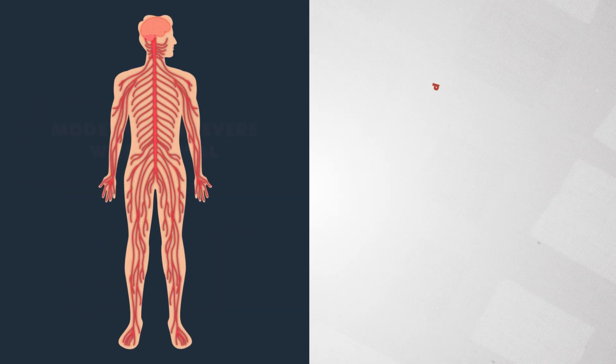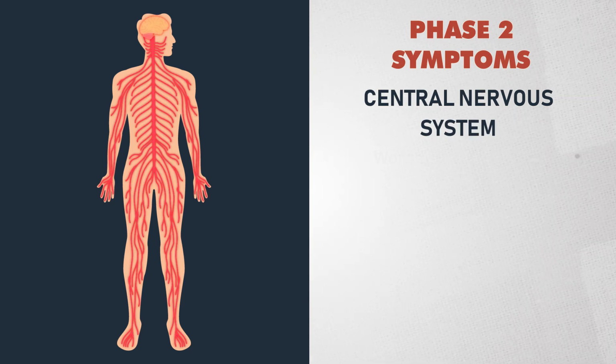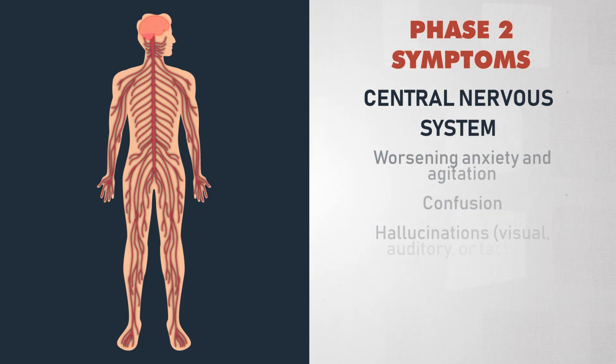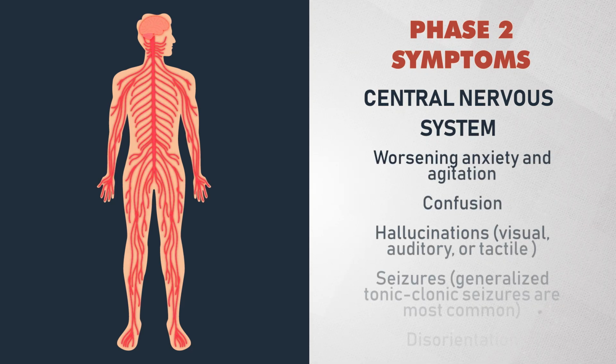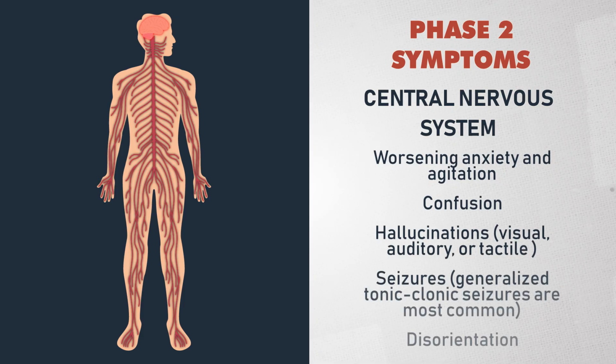These symptoms include, again, the CNS: worsening anxiety and agitation, confusion, delirium, like hallucinations, visual, auditory, or tactile, seeing, hearing, and feeling things that aren't there. Your seizures, your generalized tonic-clonic, are the most common, and disorientation.